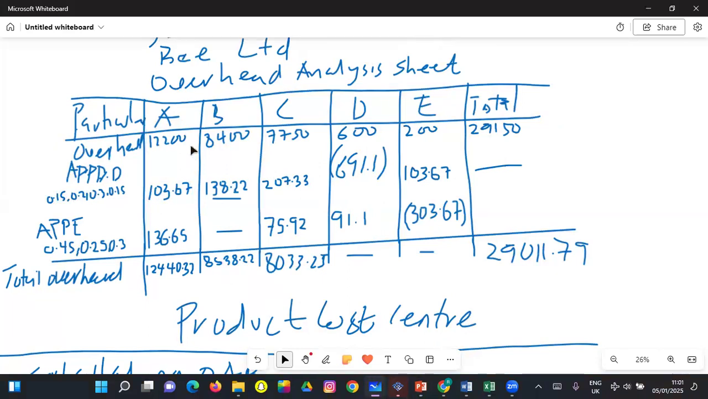So 15% for A, 20% for B, 30% for C, and then 15% for E. That's the same thing. Then we move on to apportioning production service department E, where that one is also 45% for A, dash for B, then 25% for C, then 0.3% for D. So at the end, you will see that production department D will tend to 0 after reapportionment, and production department E also will tend to 0.